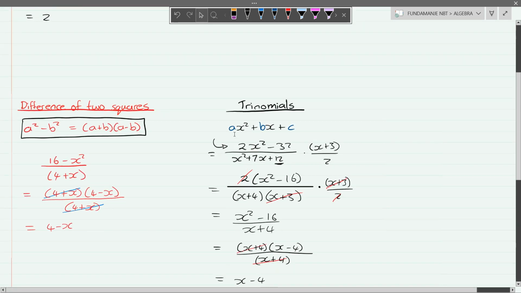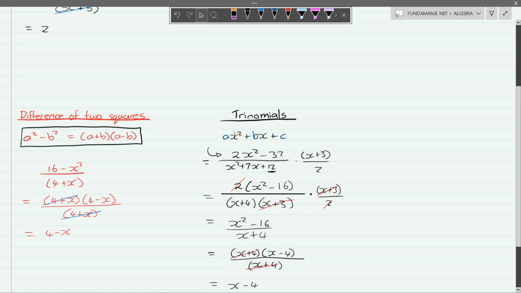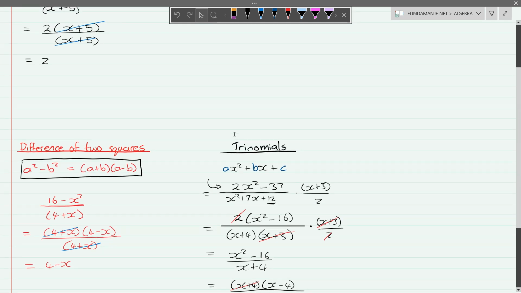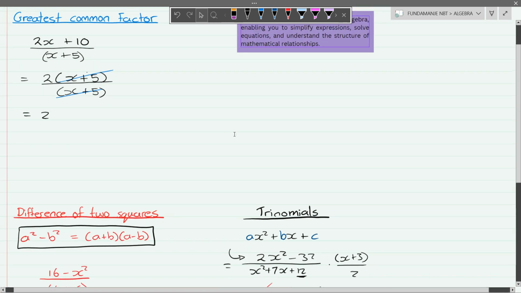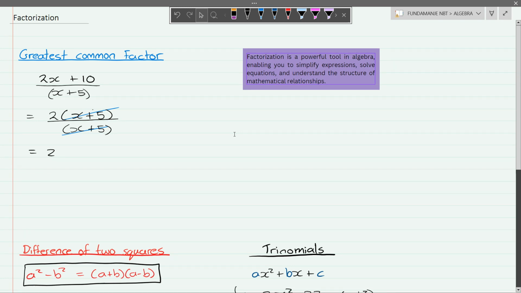So these are techniques that we can use in order to simplify equations or expressions. In this example, we just used it to simplify expressions, but you can extrapolate this into equations as well, but we will discuss that in the videos to come.